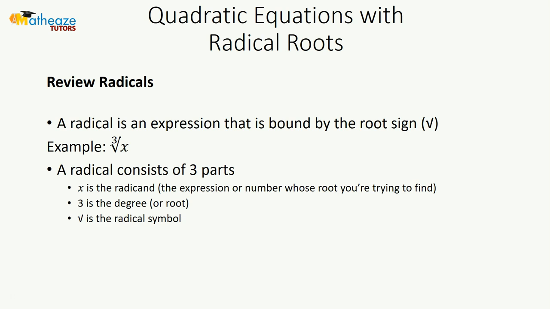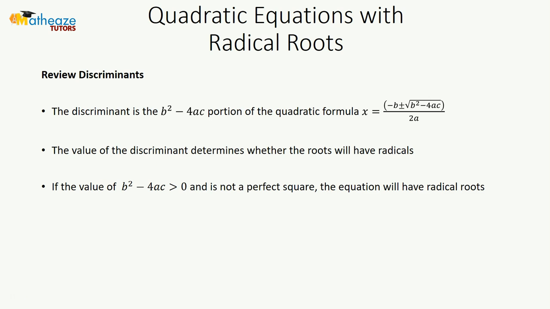So a radical is an expression that is bound by the root sign. For example, you have the cube root of x. A radical consists of three parts. X is called the radicand, that is the number under the root sign. 3 is the degree, so it's going to be a cube. And then the root sign is called the radical.